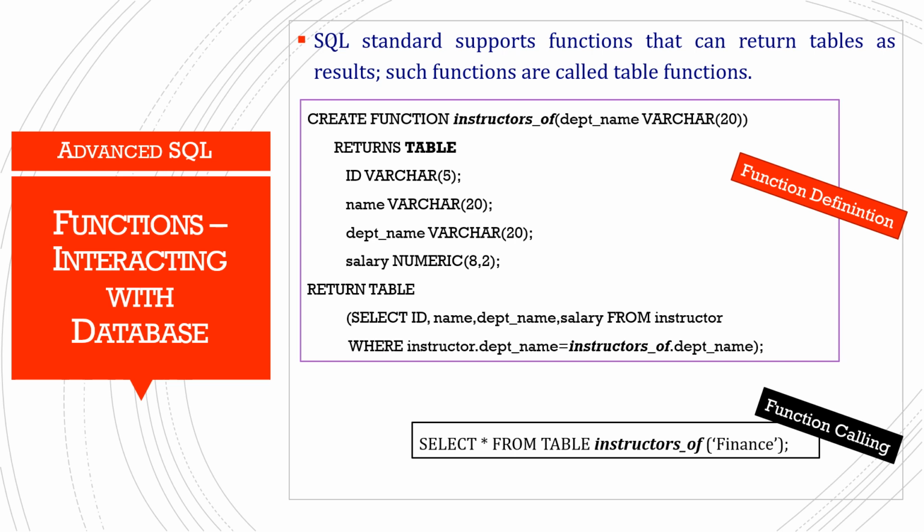For example, select * from table(instructors_of('Finance')). So this Finance is the parameter. That will be assigned to the variable dept_name, and we are checking whether the instructor table's department name is equal to Finance or not. If so, the ID, name, department name and the salary from that instructor table will be displayed. Okay, so this type of function is called a table function. So SQL allows returning tables also.